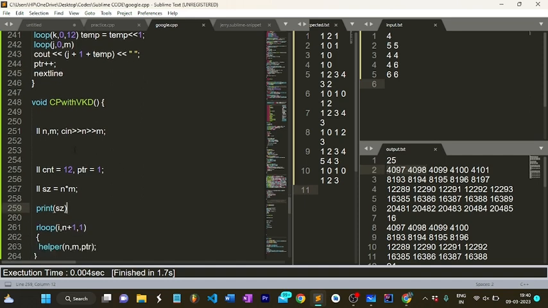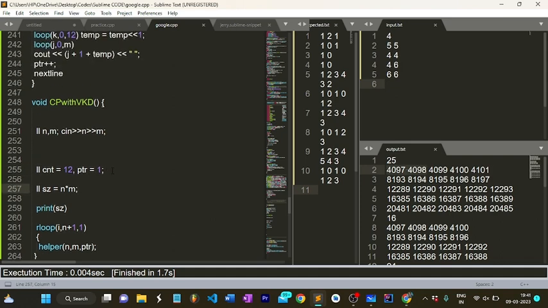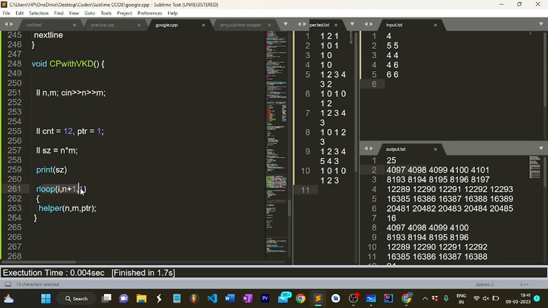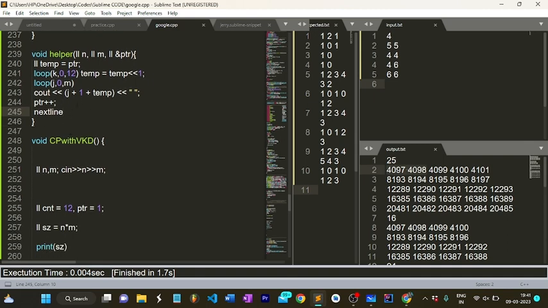You can see the code here. I have taken n cross n and m, and I have taken a count variable which is initially equal to 12, and my ptr variable, by which I am getting a count of how many times I have to shift my number to the left-hand side. Okay, and for n times I am calling a helper function which helps me print the matrix here by shifting the number by 12 times, 13 times, 14 times, and so on.